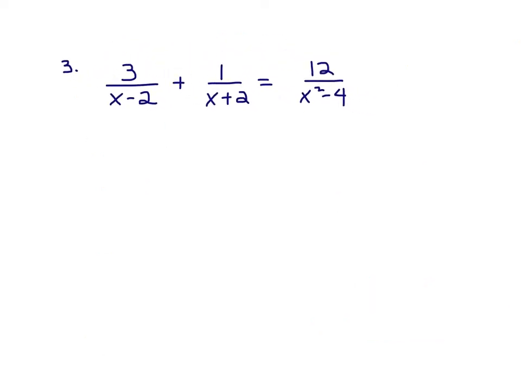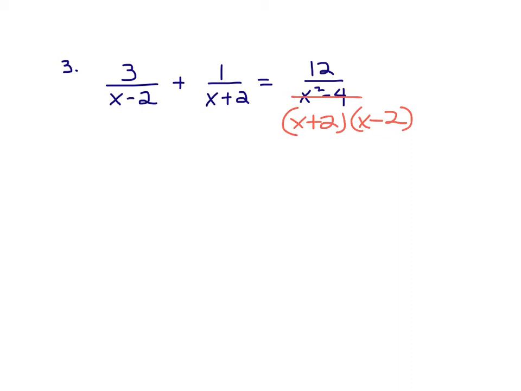Sample 3. I need to find a common denominator. But before I can even try to, I need to factor that last fraction. Because I don't want to list my common denominator as x minus 2, x plus 2, and x squared minus 4, because pieces of the denominator might already be there. So I'm going to factor this into x plus 2, x minus 2. It's the difference of two squares.